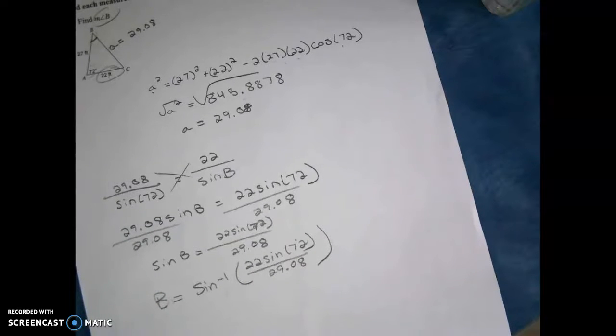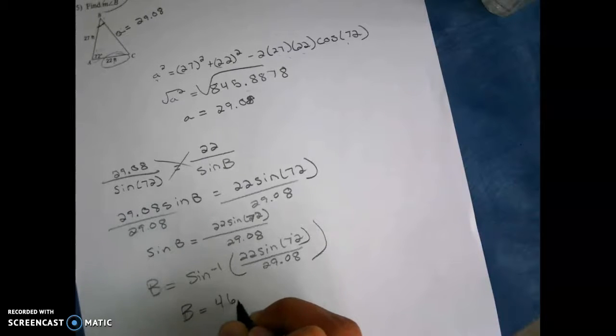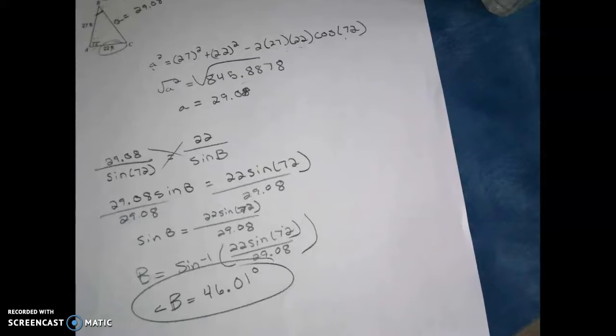Now I'm going to plug all of that into my calculator, divided by 29.08. And I get B is equal to 46.01 degrees. And there's the measure of angle B.